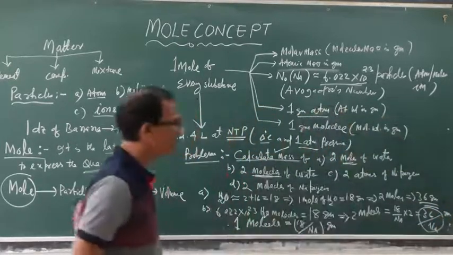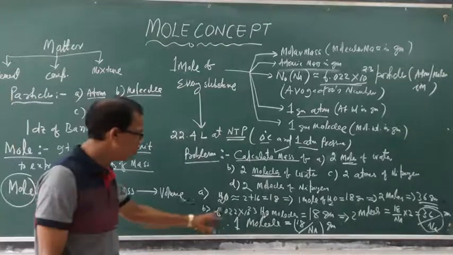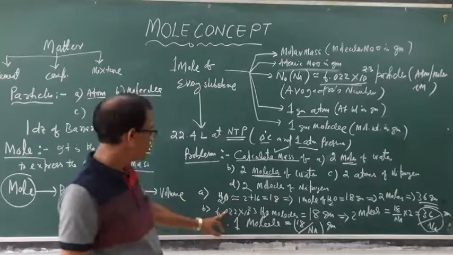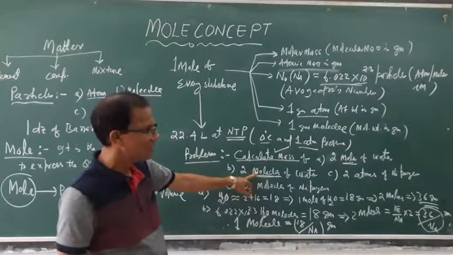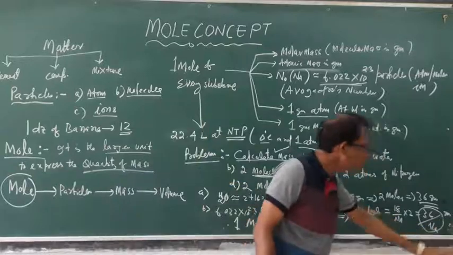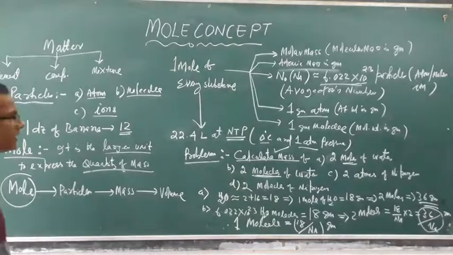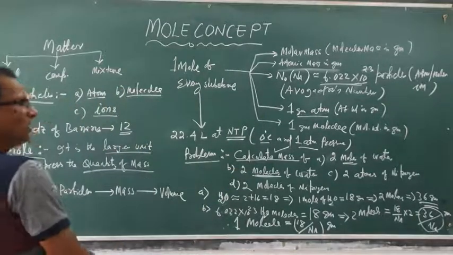This much gram of what? Water molecules. So 2 molecules of water contain how many grams of water? 36 by N0 gram of water. So this is regarding the calculation of two molecules of water.